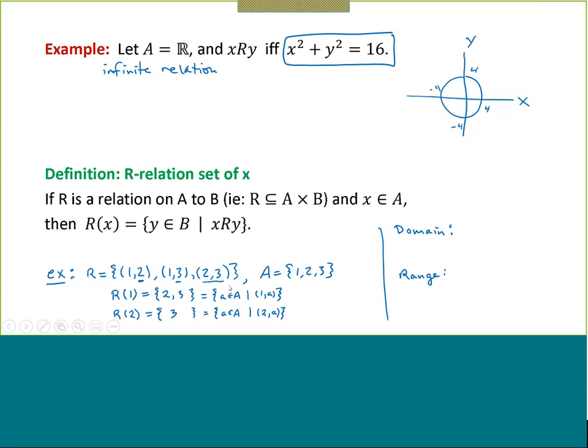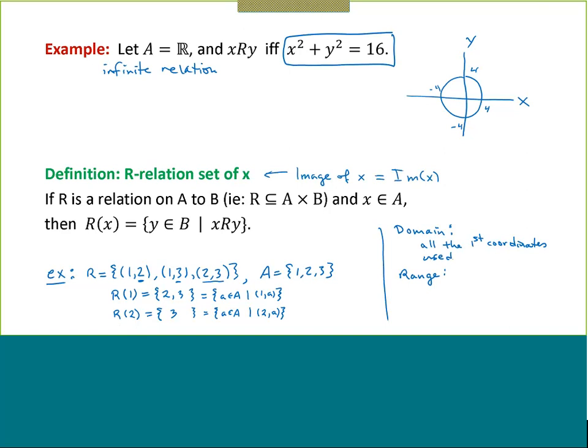Now this R relation set is also called something else. The higher up in math you go, this is also called the image of x. And in terms of symbols, it looks like that. And that is also something that you see quite frequently, but not normally at this level of a class. Now, in terms of domain and range, for a relation, the domain would be all the first coordinates used.